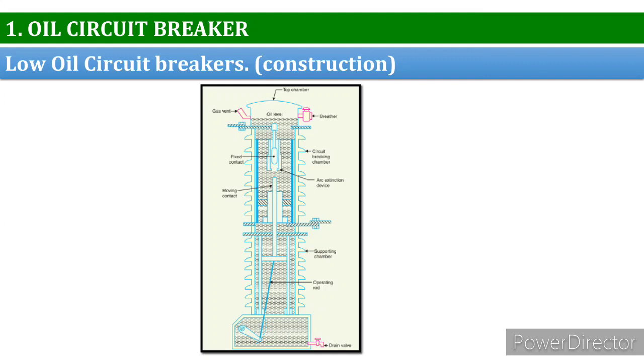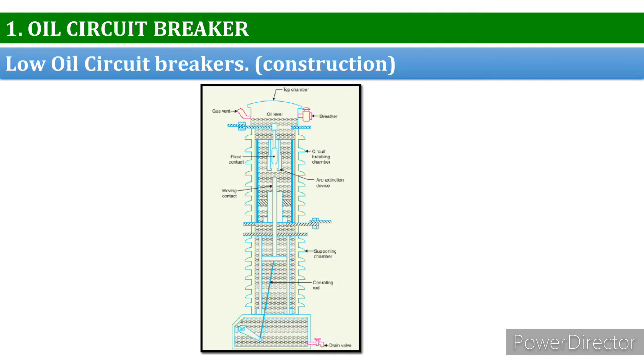For this reason, the quantity of oil in a bulk oil circuit breaker reaches a very high figure as the system voltage increases. This not only increases the expense, but also the tank size and the weight of the circuit breaker. So, to avoid that, we have designed the low oil circuit breaker. As you can see from the figure about its construction, which shows the cross section of a single phase low oil circuit breaker, there are two compartments separated from each other, but both filled with oil, to avoid the problem that is in the bulk oil circuit breaker.